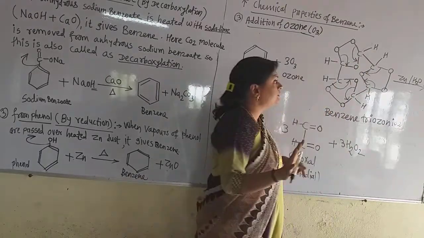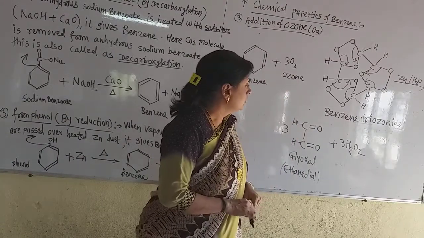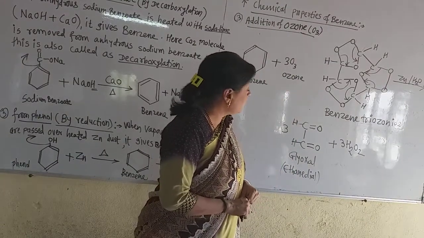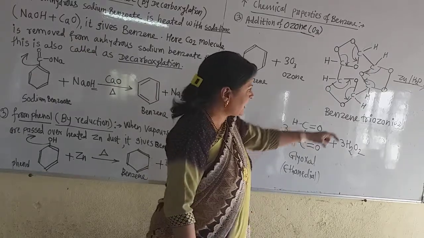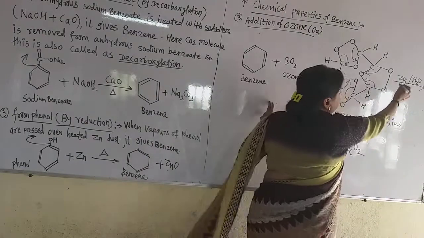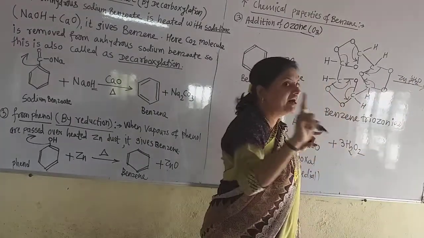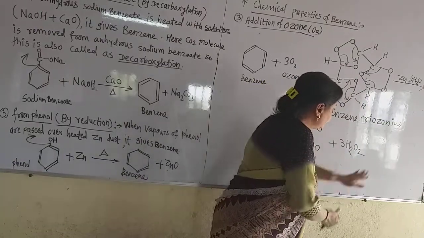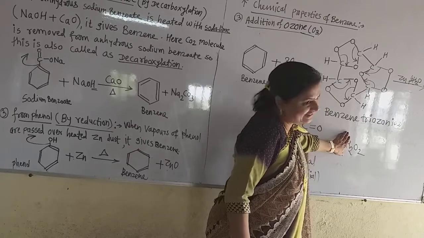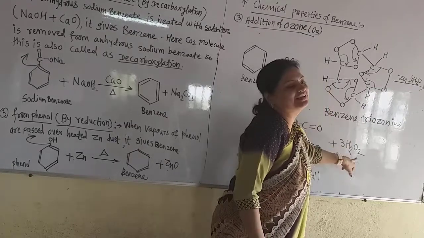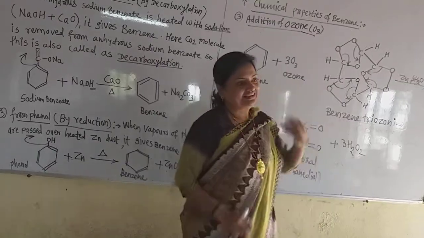That means out of the 9 oxygen atoms, 6 are used. Only 3 are remaining. Those 3 add into the water molecules. Now there are 3 water molecules, and each water molecule adds 1. That means here it forms hydrogen peroxide molecules. Do you understand? Yes. Okay.